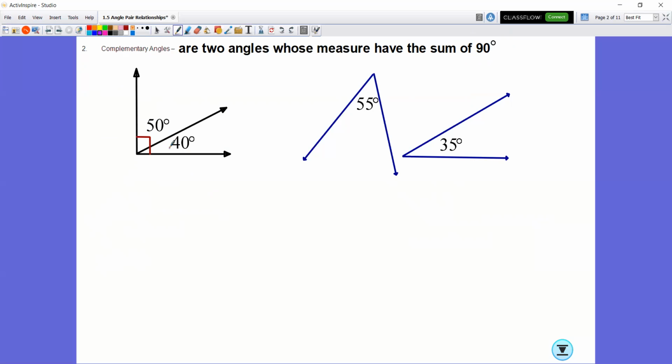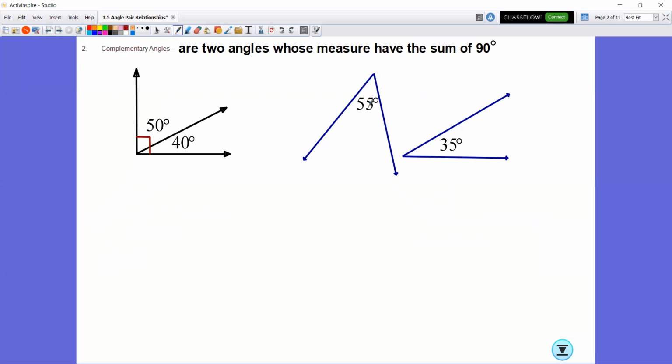Here are my visual examples. These are adjacent complementary angles. They're right next to each other, and 50 plus 40 is 90. And then here I have two non-adjacent angles, but their sum is 90. 55 plus 35 is 90. So these are complementary angles as well.